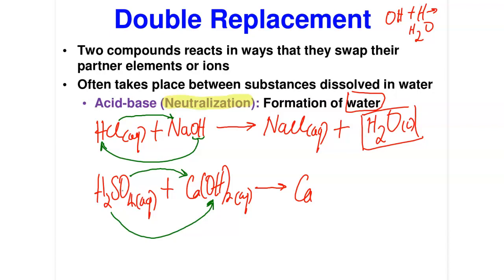This is sulfate, 2 minus. So they're just going to combine well and cancel. Plus, of course, you form your H2O. I told you for every neutralization reaction, you must form a water molecule.